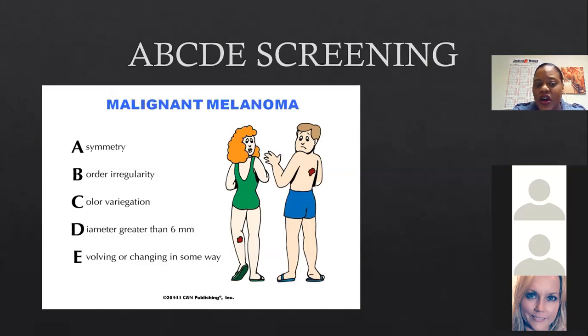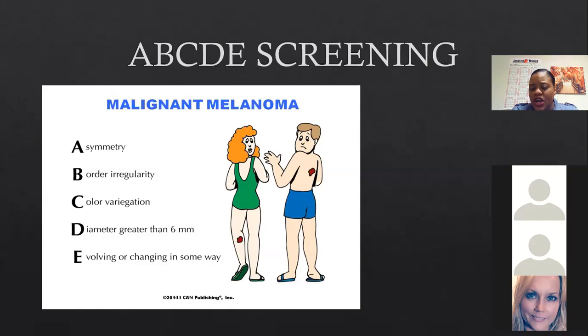And then any kind of color variation. Is the coloring different? Is it odd? Is it a darkish color? Has the color changed? Is it greater than 6 millimeters? A lot of times we need to pay attention to this. If you're a nurse working in dermatology, you may be the one doing some of the measuring.